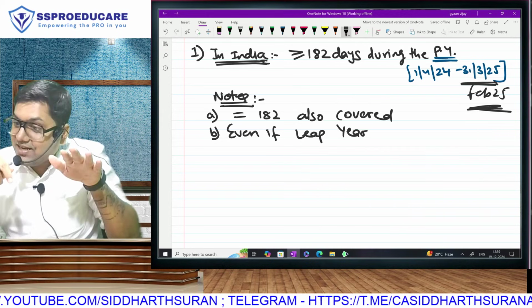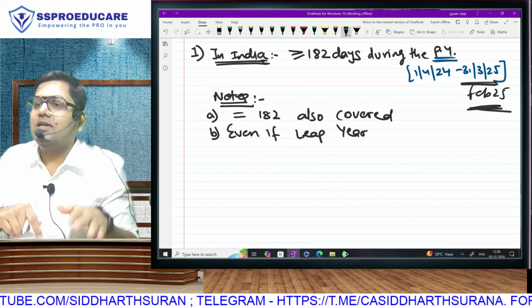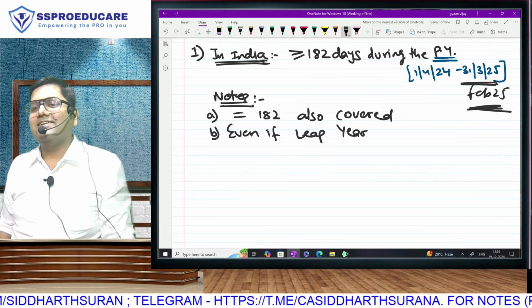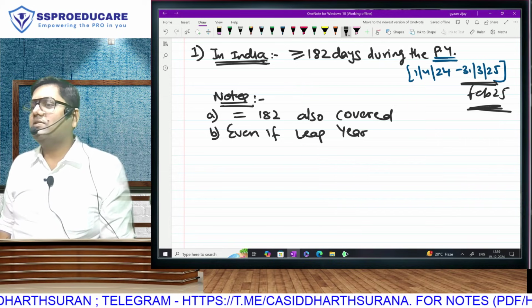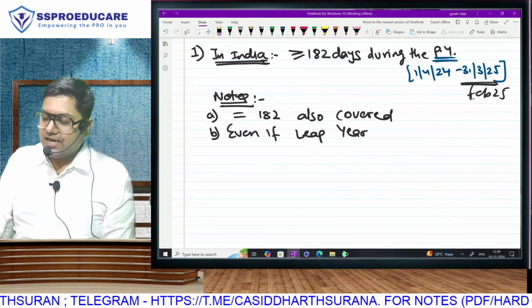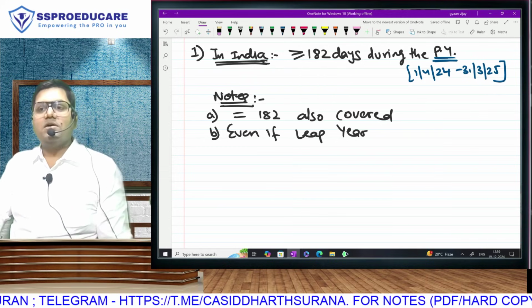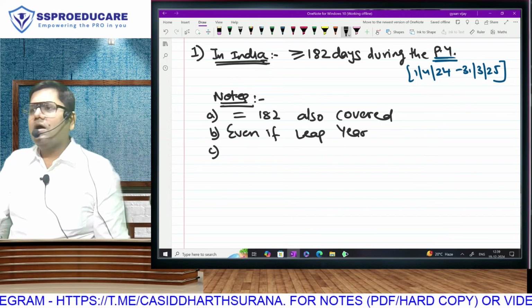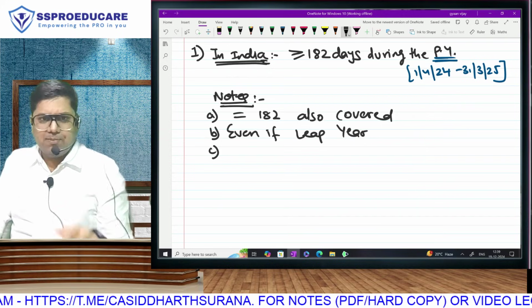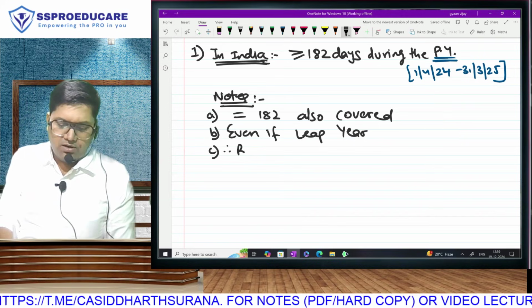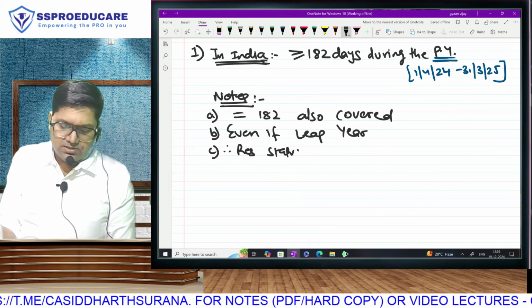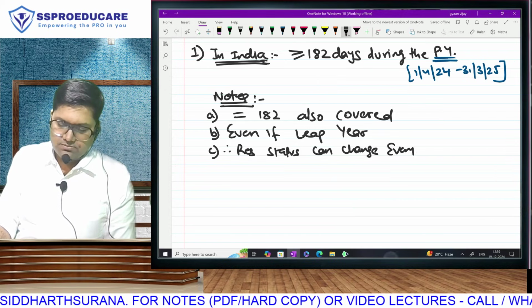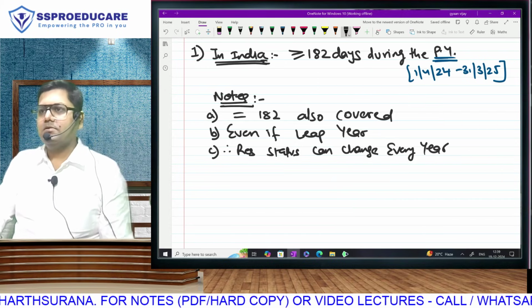The condition is still 182. The condition is still 182. Understood? So exact 182 is also covered. Even in a leap year, it will be 182. Next, did you observe or did you think about it that therefore residential status can change every year?